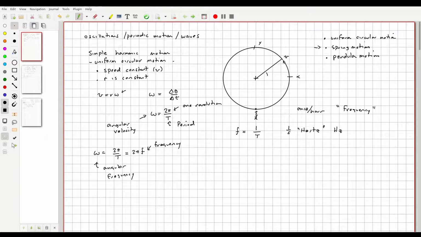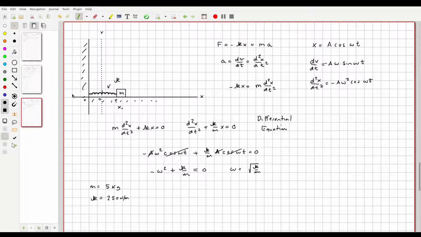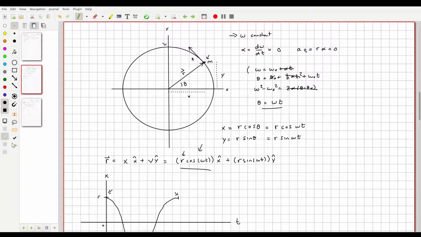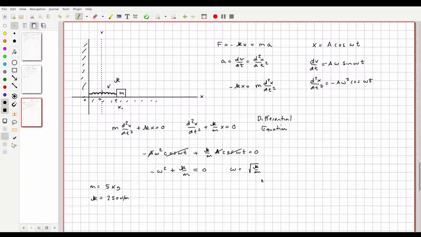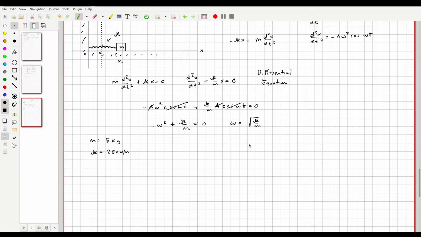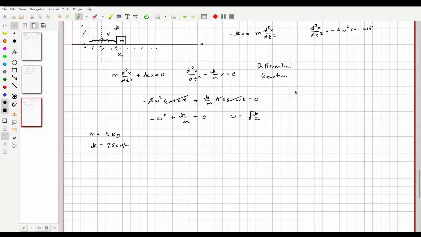The amount of time it takes for it to go around once is going to be the same amount of time that it takes for it to go one full swing. It starts off at x naught, goes to 0, goes to minus x naught, goes back to 0, and back to x naught again. Starts off at r, goes to 0, minus r, back to 0, back to r again, if you just look along one direction. So, in this case, if you think about what omega is, omega, remember, is 2 pi over the period.